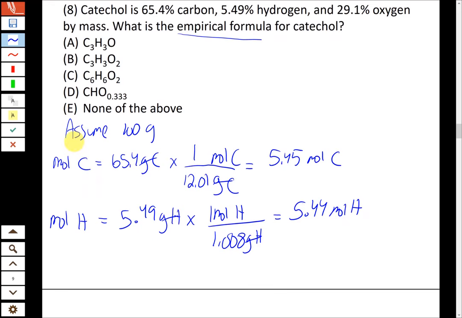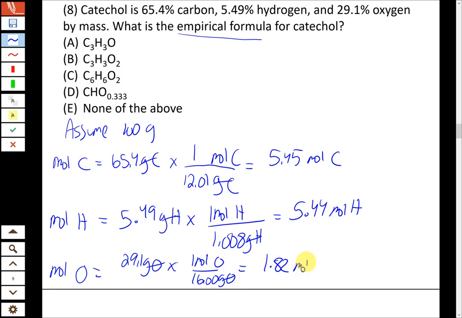And then finally for oxygen, the mass percent is 29.1. So in 29.1 grams of oxygen, we use the atomic mass of 16, dividing by that. This comes out to 1.82 moles of oxygen. All right, so we have these numbers, but what we want for an empirical formula is a smallest whole number ratio. We start with the actual numbers that we have, but this would not be a standard way of writing an empirical formula because all the numbers are decimals.